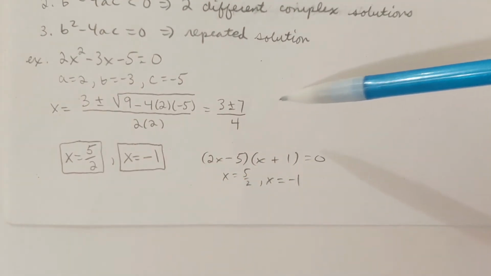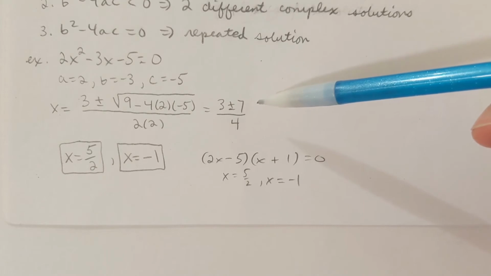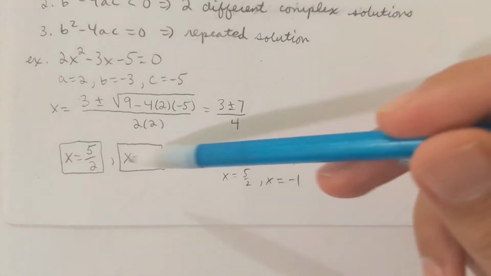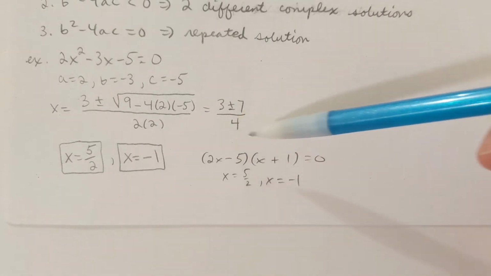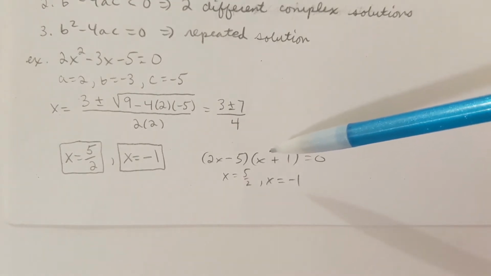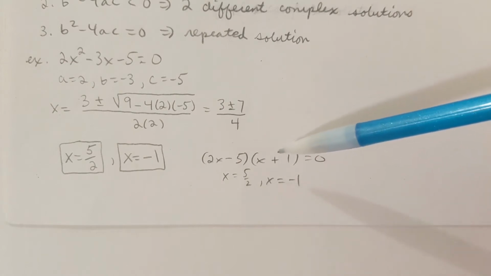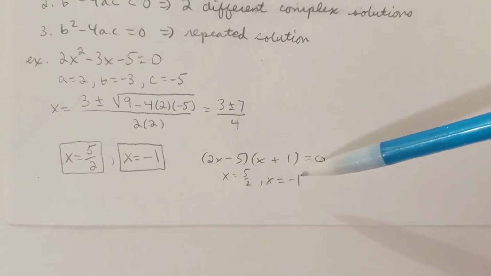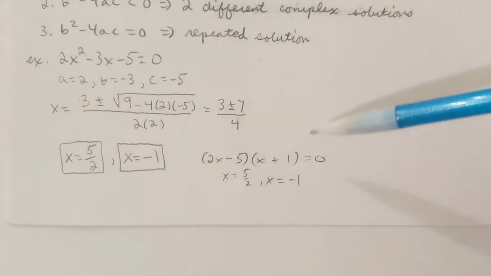Well, the square root of 49 is 7. So I get 3 plus or minus 7 all over 4. 3 plus 7 is 10. 10 over 4 is 5 halves. 3 minus 7 is negative 4. Negative 4 over 4 is negative 1. By the way, this is an equation that could very easily be solved by factoring. Here's how I'd factor: 2x minus 5 times x plus 1 equals 0, which means that x is equal to 5 halves and x is equal to negative 1. Those are the 2 solutions.